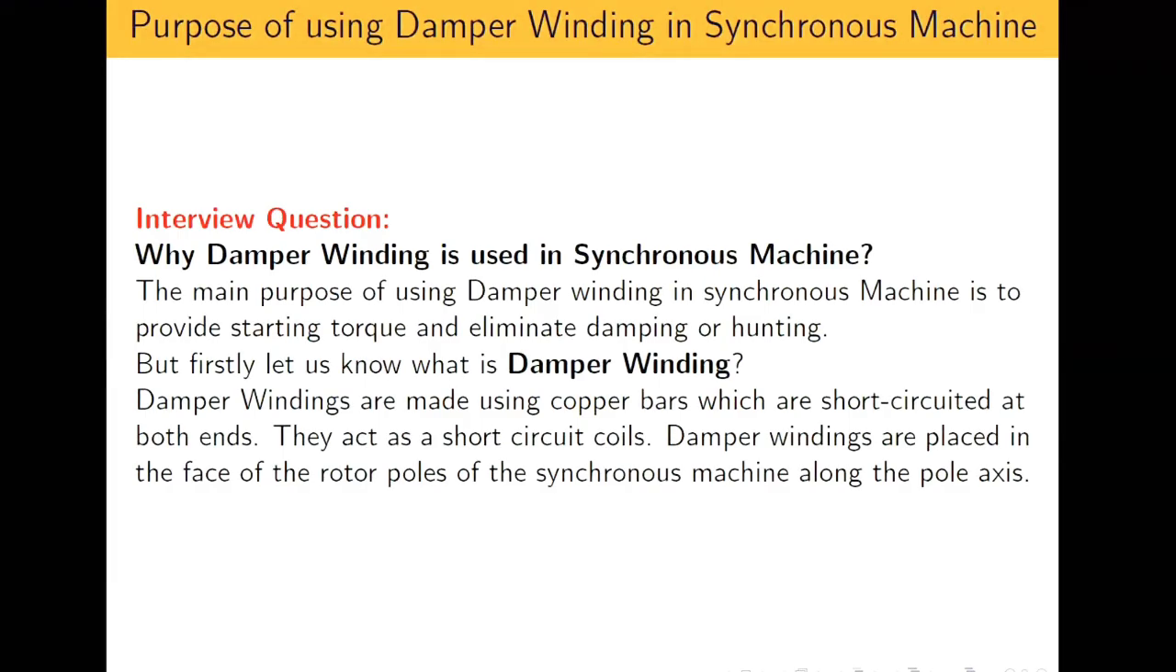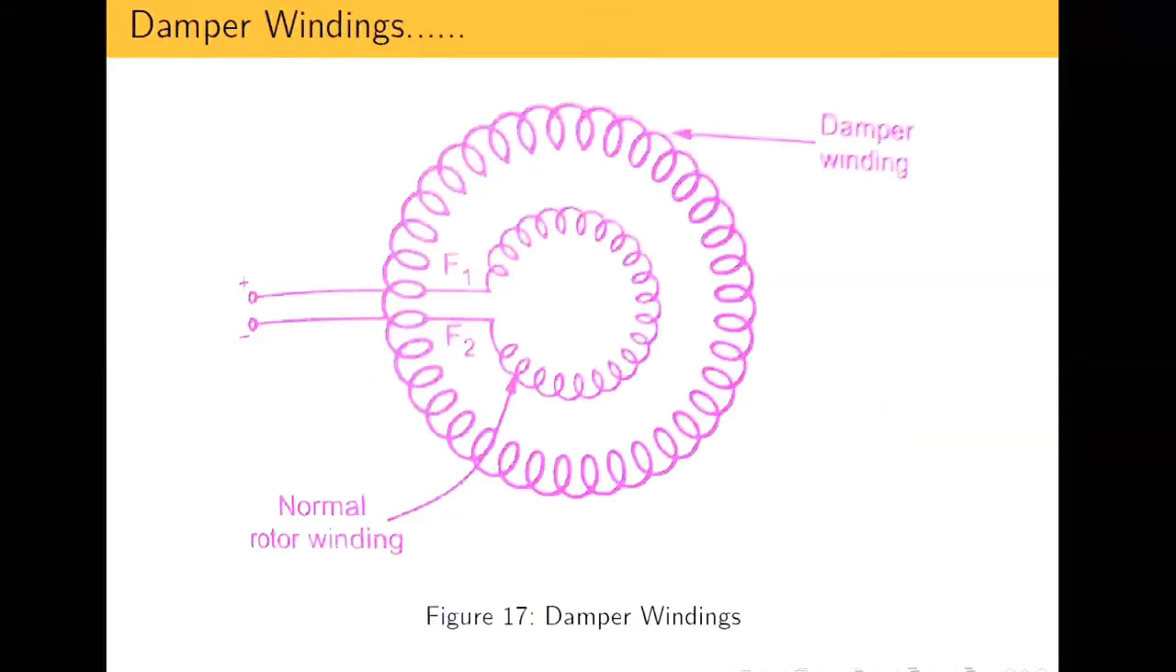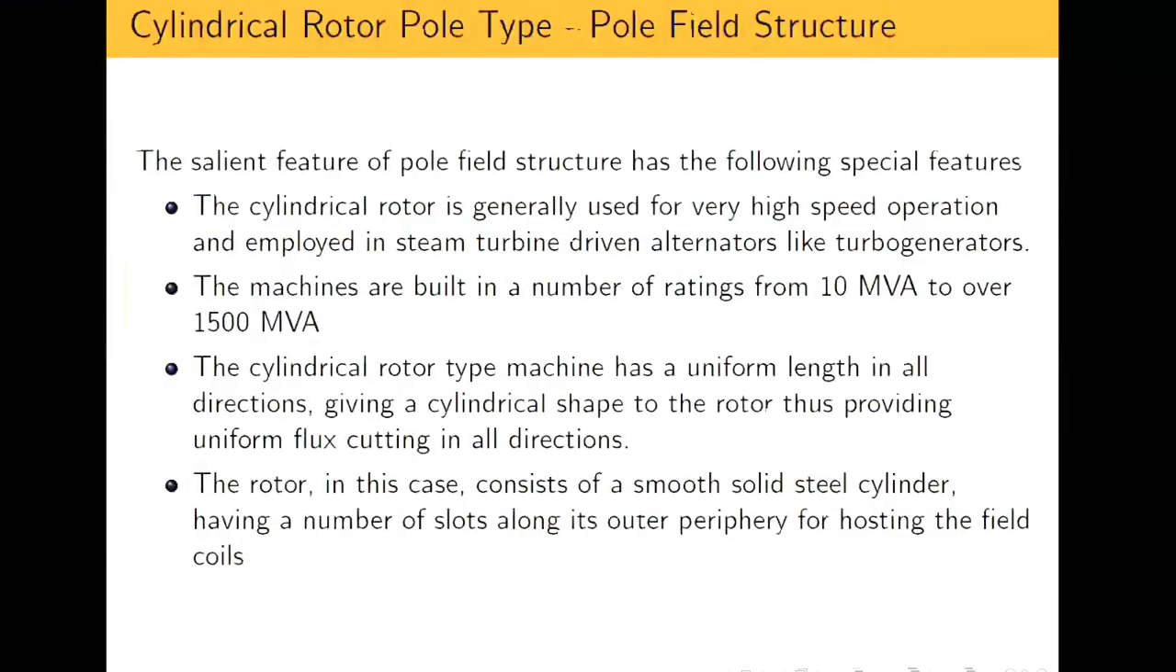Okay, so this is the purpose of using damper windings in a synchronous machine. Why is a damper winding used in a synchronous machine? It is used to provide the starting torque and eliminate hunting. What is a damper winding? It is a copper bar which is short circuited at both ends. It acts like a short circuit coil, and it is placed on the face of the rotor poles of the synchronous machine.